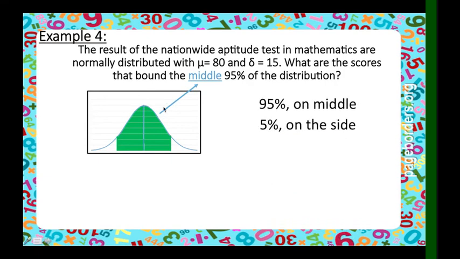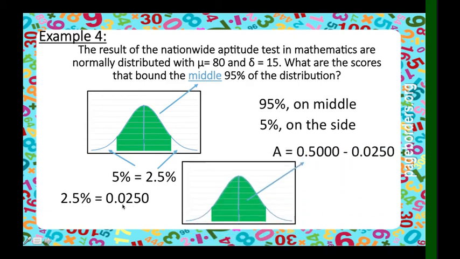So that means there are two tails of 2.5% each, okay? That's equal to 5% on the sides. But the middle is 95%. So now, that 2.5% is equal to 0.0250. So what we will do is subtract it from 0.5000, and we will have 0.4750. Luckily, it has an exact z-score, and that is 1.96. So that means the z is 1.96.